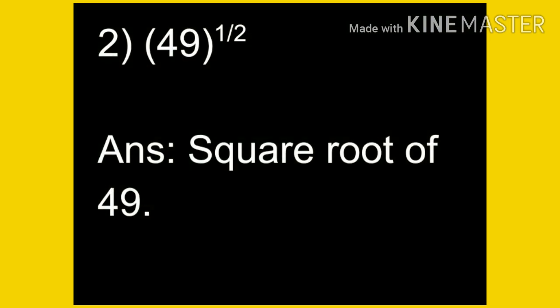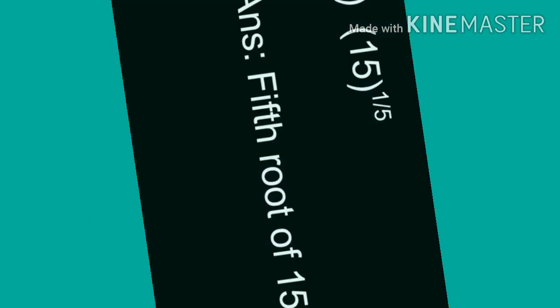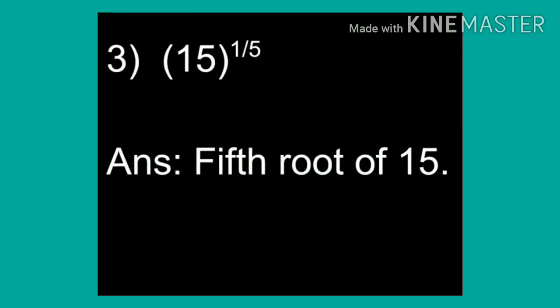Question number 2. 49 raised to 1 upon 2. The answer will be square root of 49 because 49 is raised to 1 upon 2. The denominator is 2. That's why square root. Question number 3. 15 raised to 1 upon 5. 1 upon 5, the denominator is 5. So it means, children, the answer will be 5th root of 15.